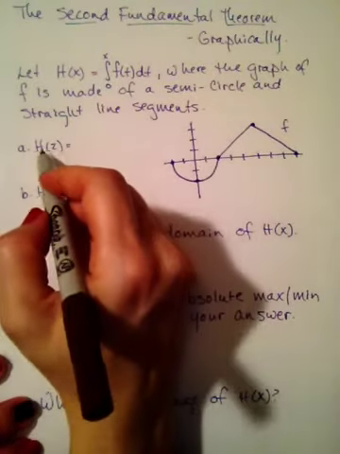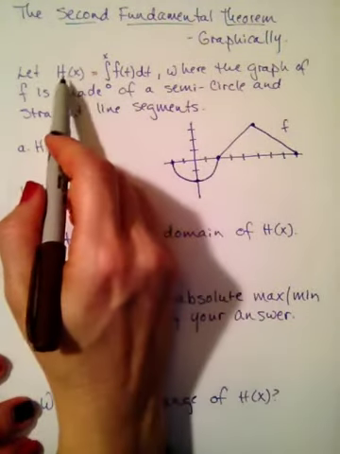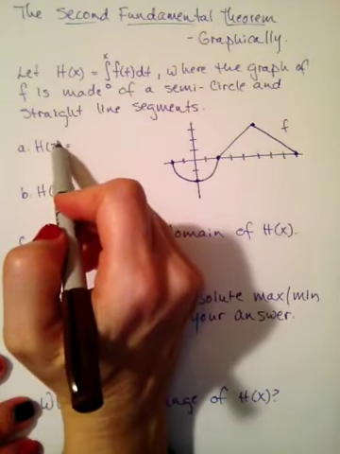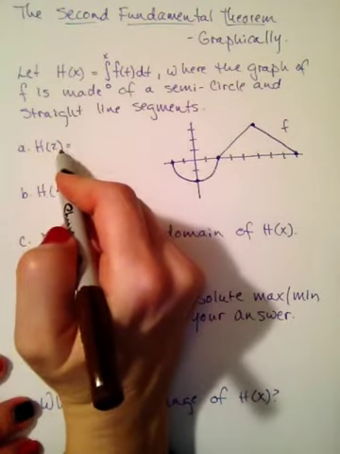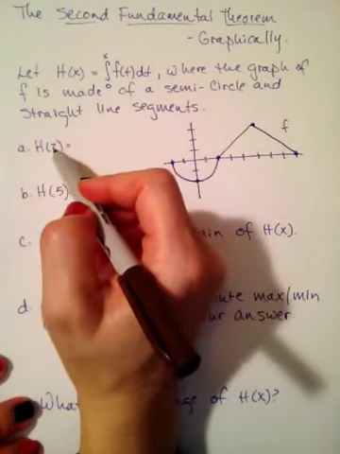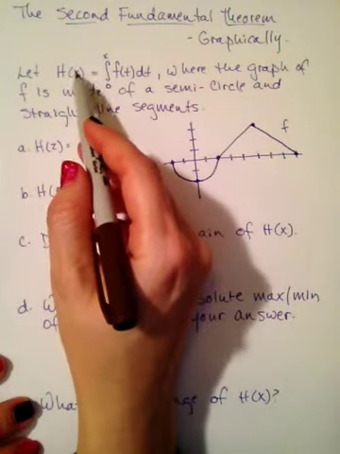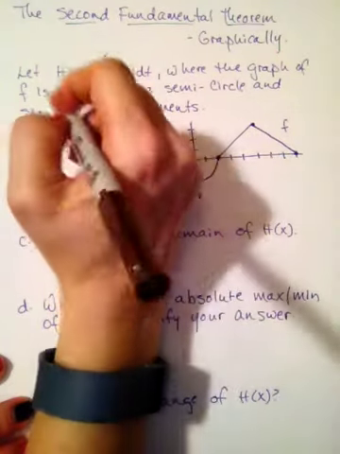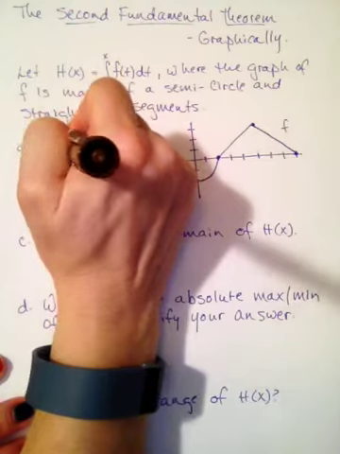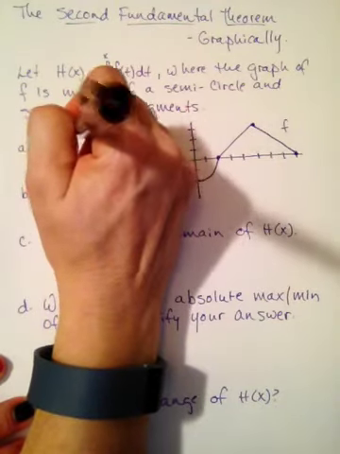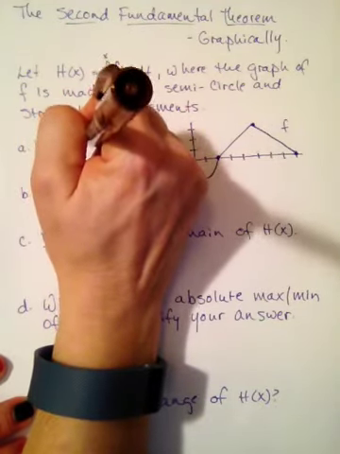Well, what if they ask for h of 2? It's important to come back up here and see where that 2 is. It's h of x, h of 2. So my 2 is replacing the x. So it's also going to replace this x. So h of 2 is equal to the integral from 0 to 2 of f of t dt.